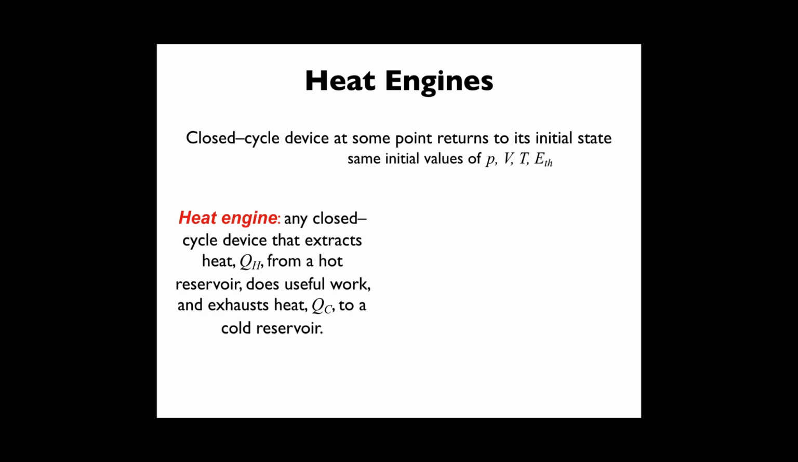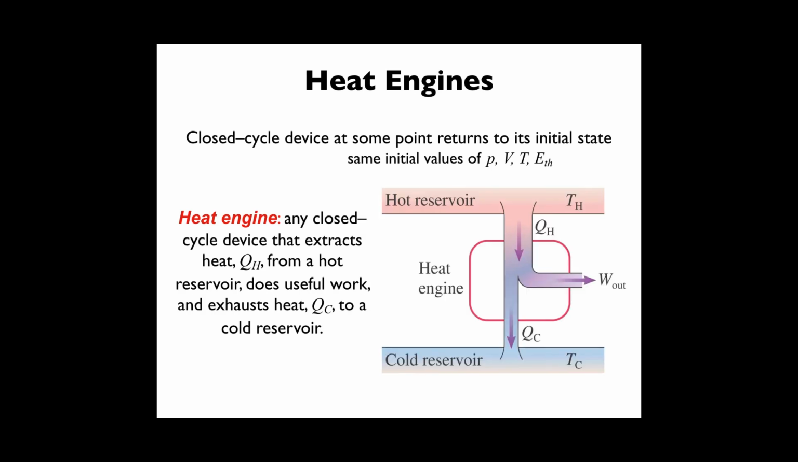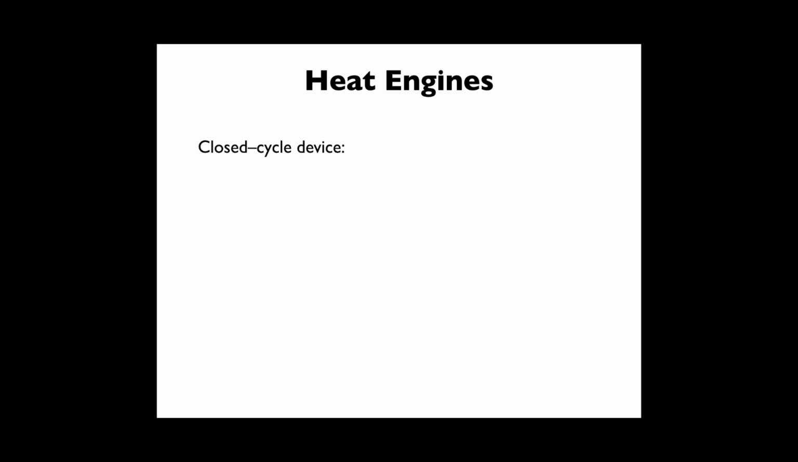Remember, a heat engine is a closed cycle device that extracts heat from a hot reservoir, uses some of it to do useful work, and some of it gets returned to the cold reservoir. Remember, Q is equal to QH minus QC. A closed cycle device means, of course, you start and end at the same state. So on a PV diagram, it would start and end at the same point. That means your change in thermal energy is zero at the end of a full cycle.